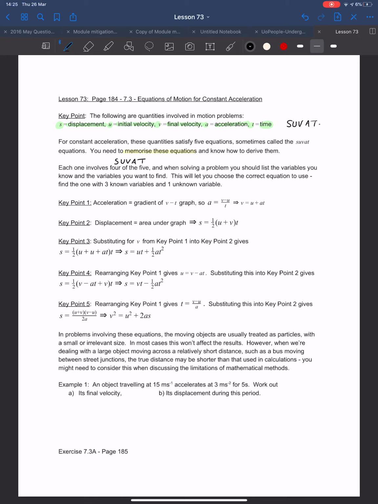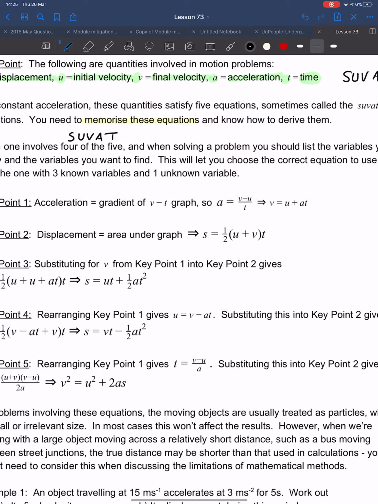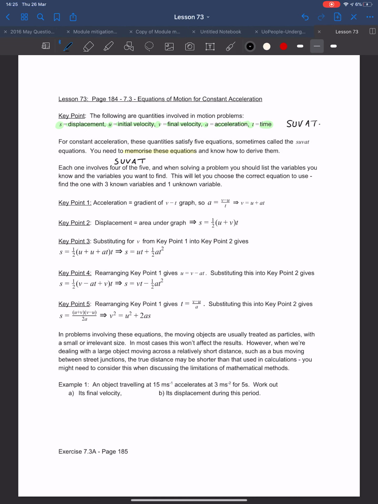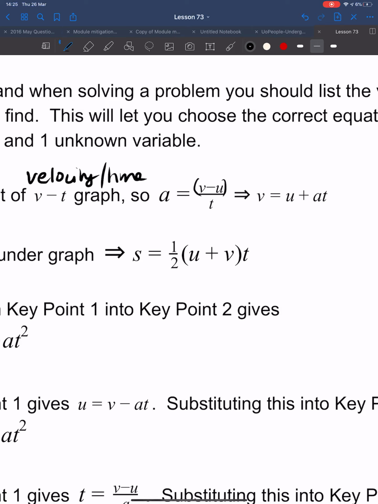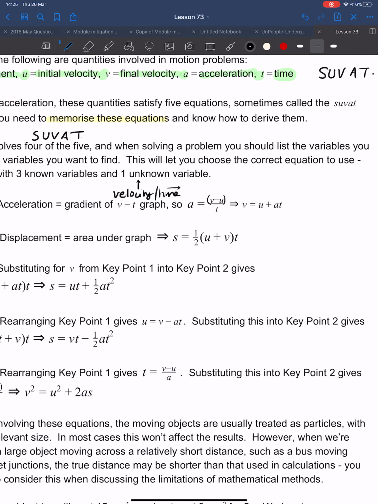Okay, so acceleration, just seen this in yesterday's lesson. This is the gradient of the velocity-time graph. That's not v minus t, that means velocity-time graph. And so the acceleration is the change in velocity, because it's the gradient. Remember, velocity is vertical, time is horizontal. So it's the change in the vertical, change in velocity, v minus u, over the time taken. Then they rearrange this, multiply both sides by t, that gives you AT. AT is v minus u. And then add u to each side: v is u plus AT.